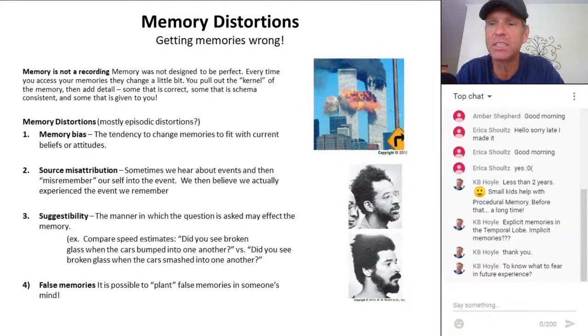The people who were asked the question with the word smashed in it were more likely to have seen broken glass than the people who were asked the question that included the word bumped. Pretty interesting, right? She would also ask how fast were the cars going, and she found that the cars were estimated to be going faster if the word was smashed than if the word was bumped.